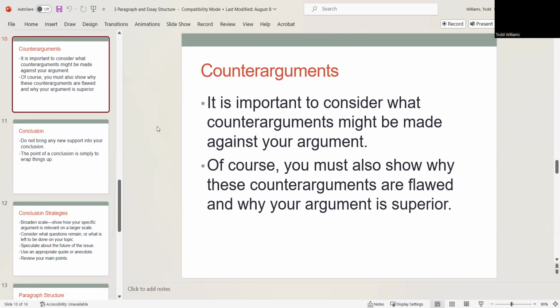So bring up what are the counter arguments, and then you've also got to address them. Show why they're flawed. Show why your argument is superior. But don't leave that out in your essay. That's a really important part of argument.